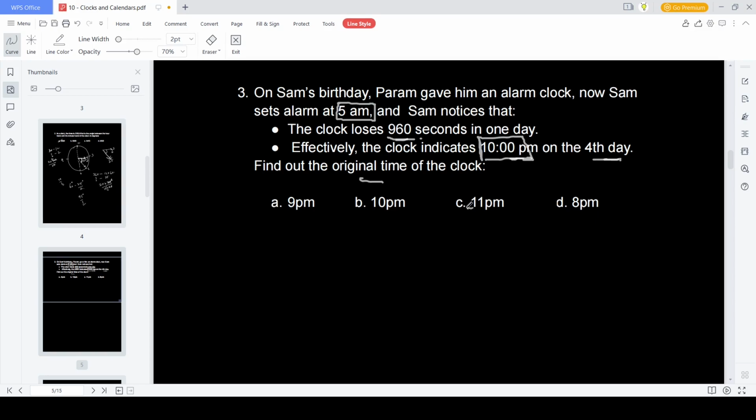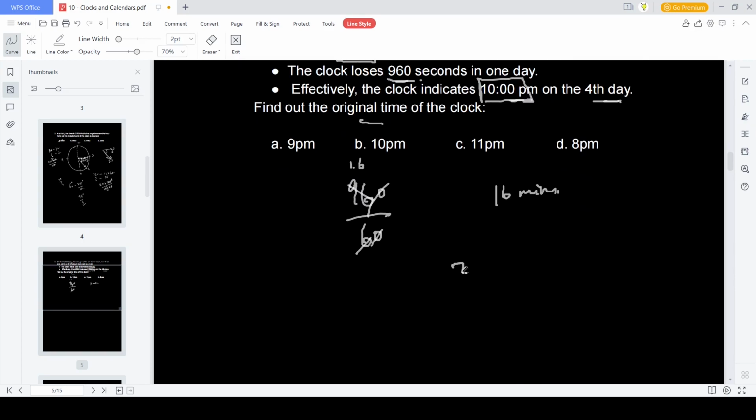But now we'll solve the actual question. Okay, so 960 seconds is how many minutes, we'll try to find out. You divide by 60 and you get 16. So 16 minutes are lost in a day. Okay, so in 24 hours, there are 16 minutes lost.